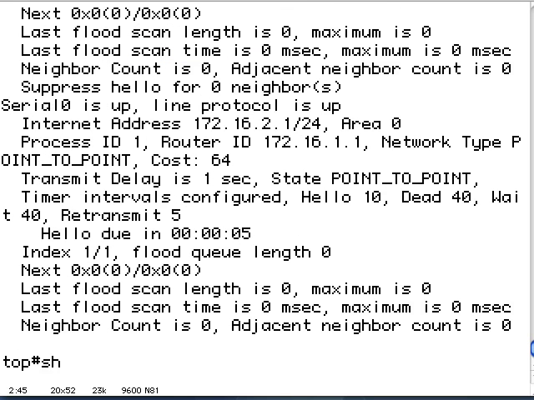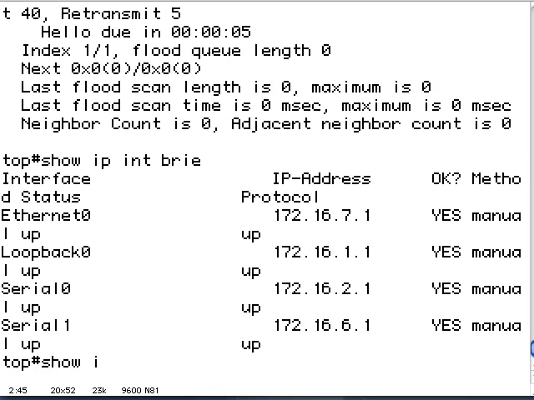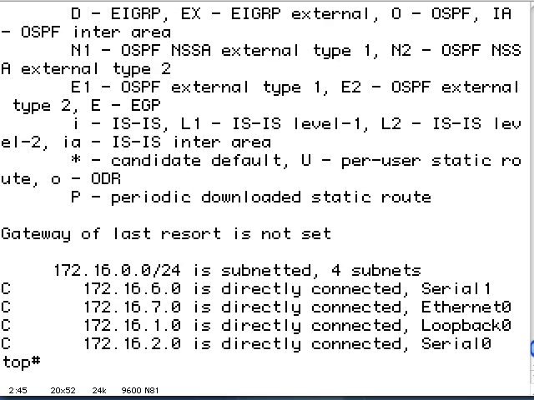Let's look at our routing table. Oops, that's not a routing table. Show ip route. There's our routing table. I don't have anything OSPF in my routing table. That's interesting. But that makes sense because all of my networks are directly connected. And a directly connected network is more believable.